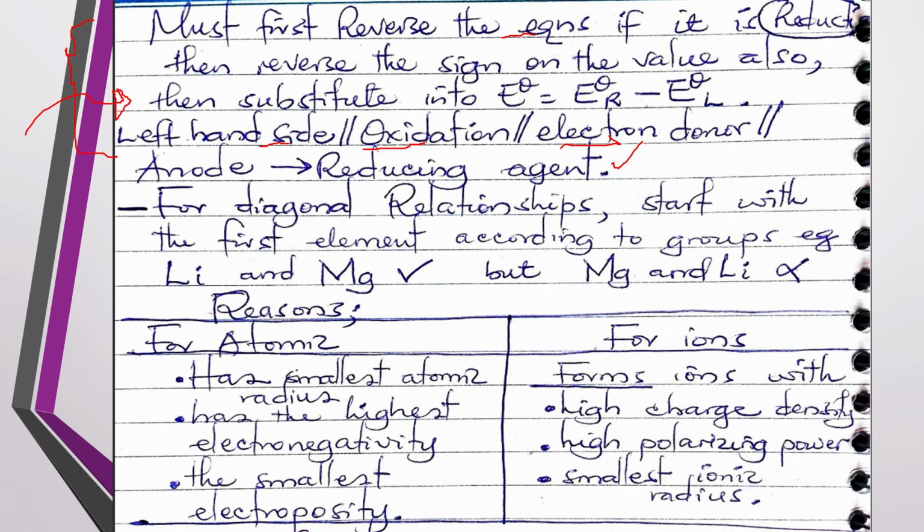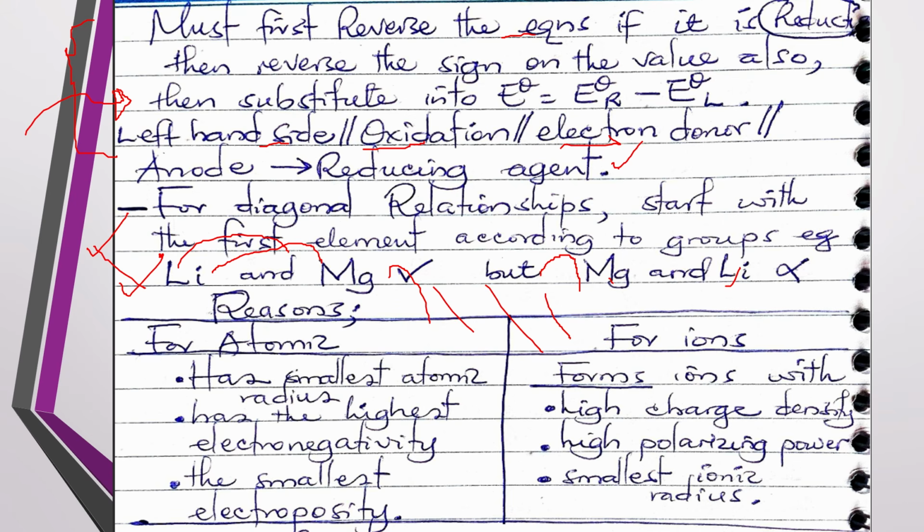Now for diagonal relationships, we are going to start with the first elements according to the groups. Diagonal relationships, you are going to be provided with a periodic table. So you see that lithium will be paired with magnesium, beryllium will be paired with aluminium. You start with the one which has the low atomic number to the one with the high atomic number. Don't say magnesium and lithium. No. It's a diagonal relationship from top to bottom. So you mention them that way. Lithium and magnesium, beryllium and aluminium. It's a diagonal relationship. I hope that is clear.